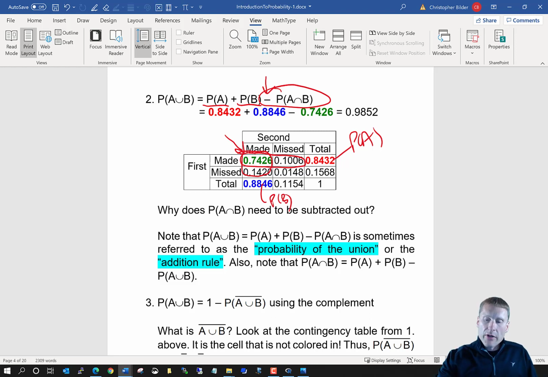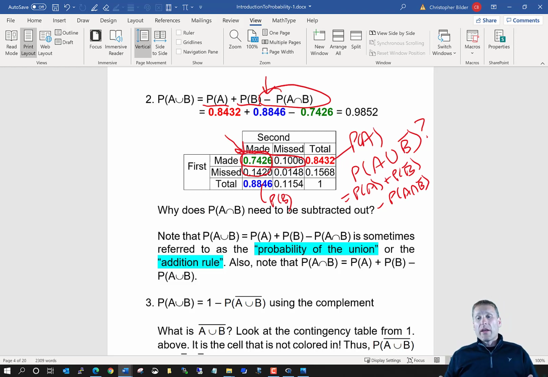Now what you should do on your own is look at other situations, such as the probability of A union B bar. How would you find that? It's the same basic concept: probability of A plus the probability of B bar minus the probability of A intersect B bar. And then also on your own, think of it in terms of the probability of A bar union B. Also find the probability of A bar union B bar. Make sure you can do that.